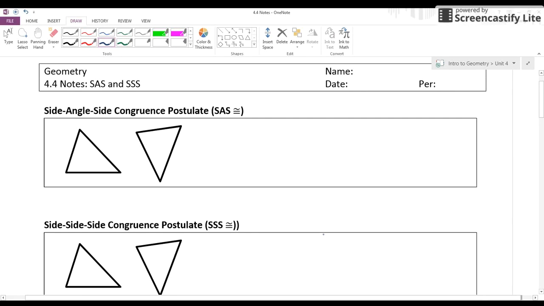All right, so let's learn some new postulates that'll make proving triangles congruent a lot easier, because instead of having to show 6 sides are congruent, and instead of having to show 3 pairs of angles are congruent and 3 pairs of sides are congruent, so all 6 things are congruent, we now narrow that down to 3. So we're going to do two postulates today, the side angle side congruence postulate and the side side side congruence postulate. So let's actually write this down first, and then we'll look at what it looks like with the diagrams.